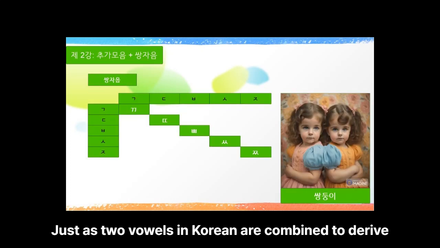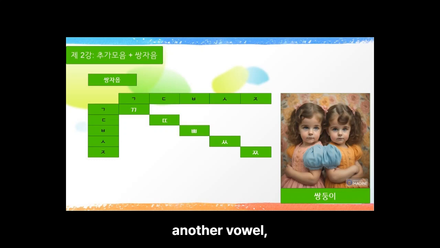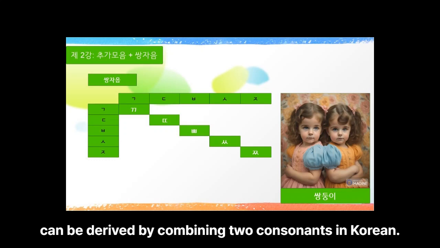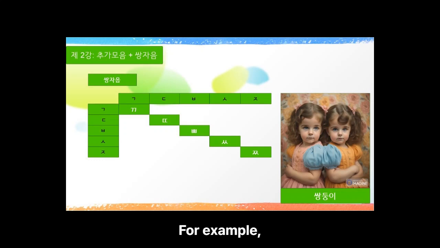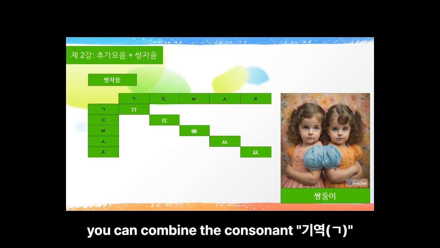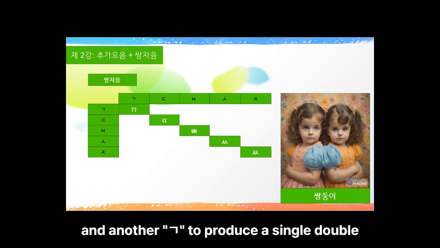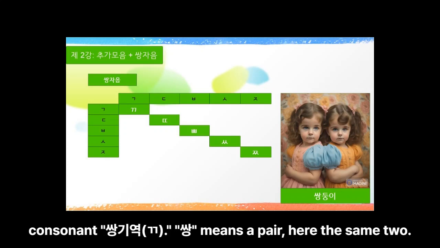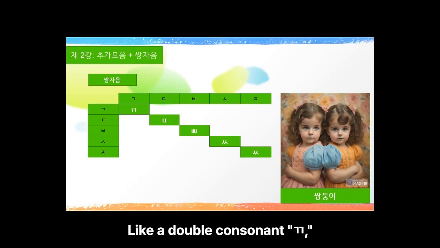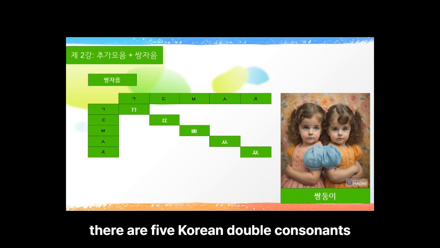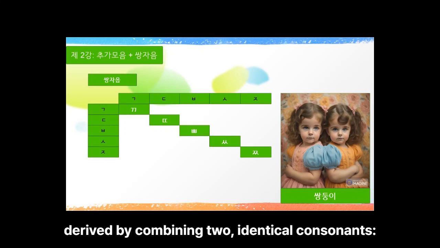Just as 2 vowels in Korean are combined to derive another vowel, 1 double consonant can be derived by combining 2 consonants in Korean. For example, you can combine the consonant giyeok and another giyeok to produce a single double consonant, ssanggiyeok. Ssang means a pair, here the same too. Like the double consonant ssanggiyeok, there are 5 Korean double consonants derived by combining 2 identical consonants.